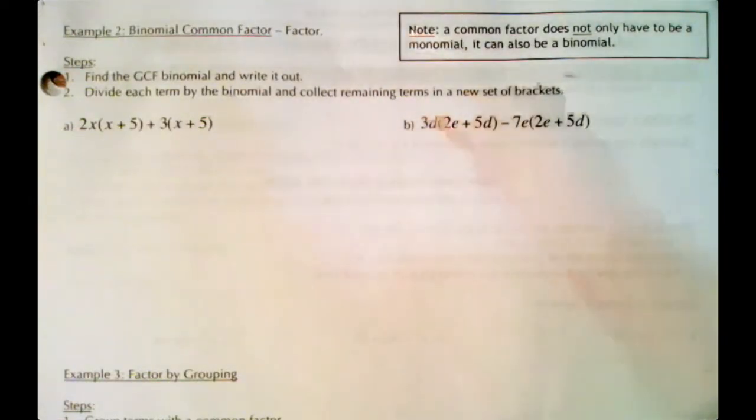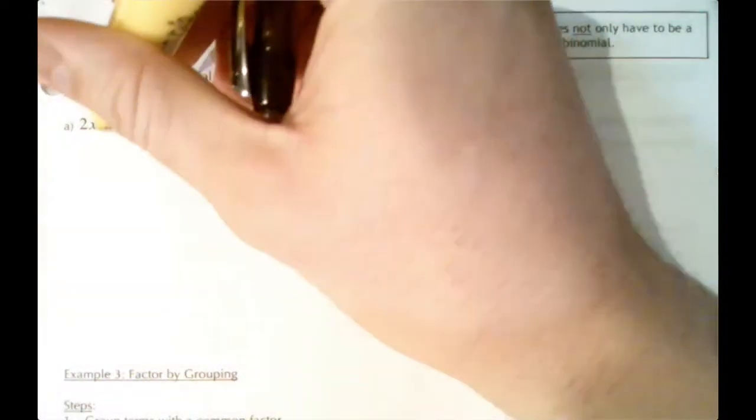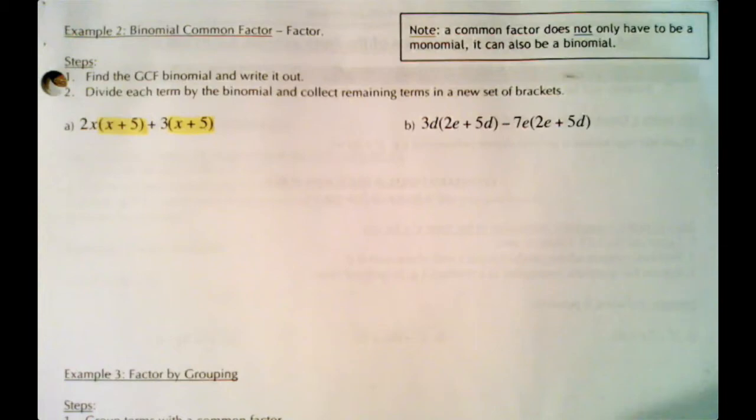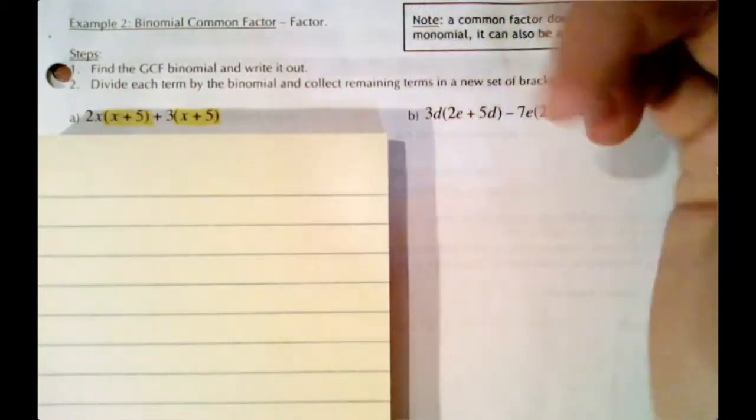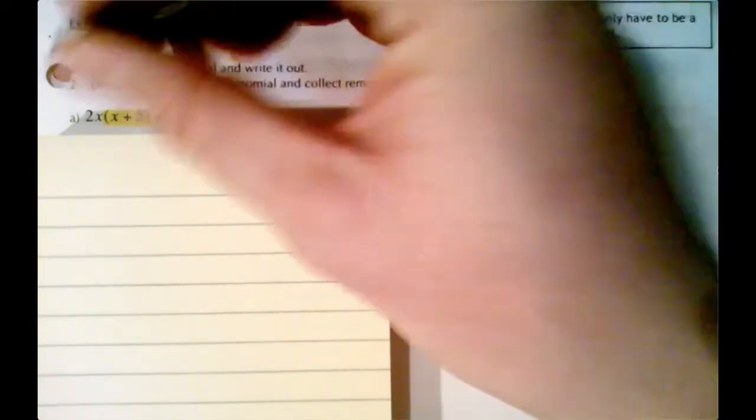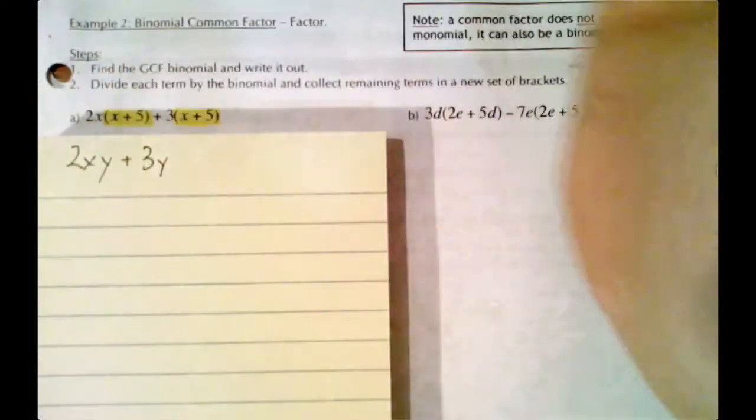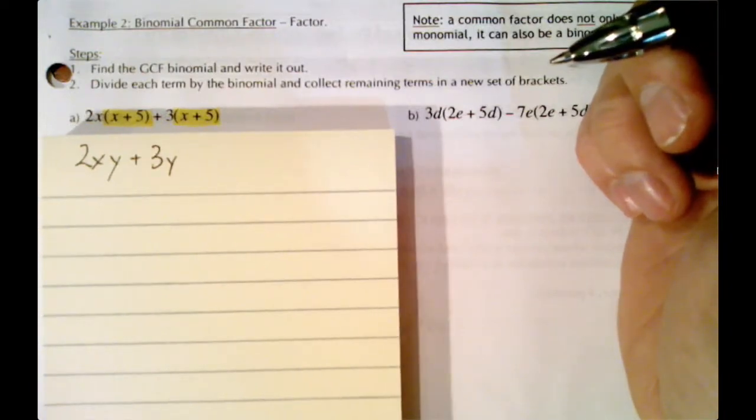Here we have an expression. And if you look, what's common to this expression is this bracket. That bracket is common. Now, this is much easier to see if instead of the bracket, I just write a letter. So I'm going to write this right underneath so you can see it. So it's 2 times x plus 5 plus 3 times x plus 5. I'm going to change the bracket into the letter y. We've got 2xy plus 3y. And it's the same thing, I just replaced the bracket with the letter y.